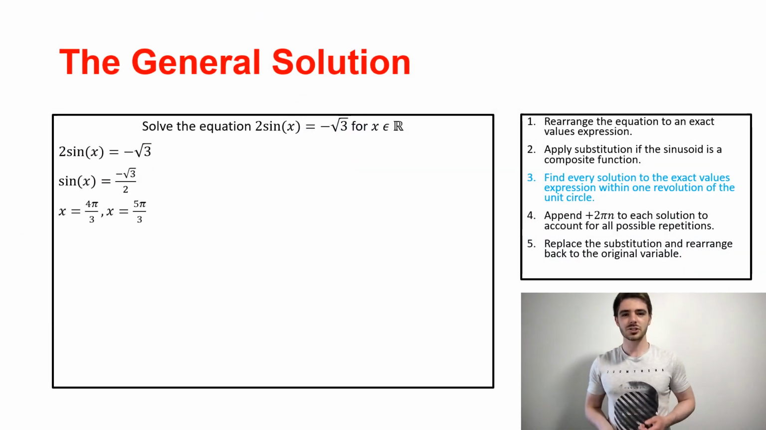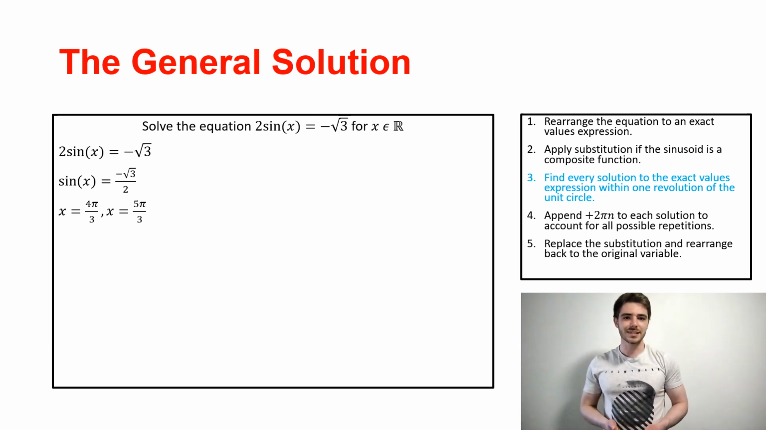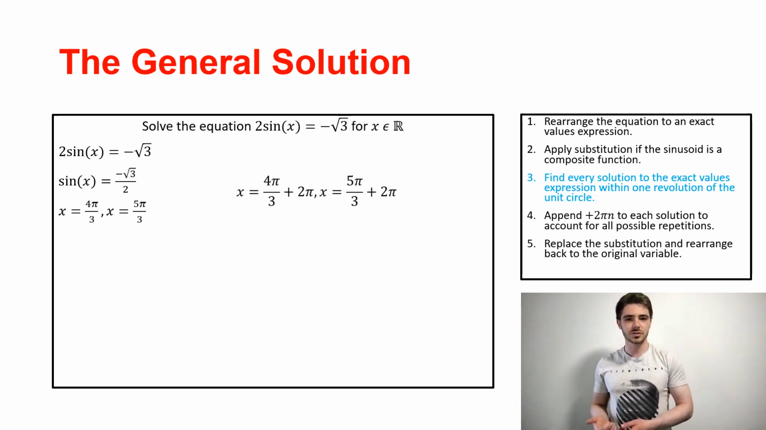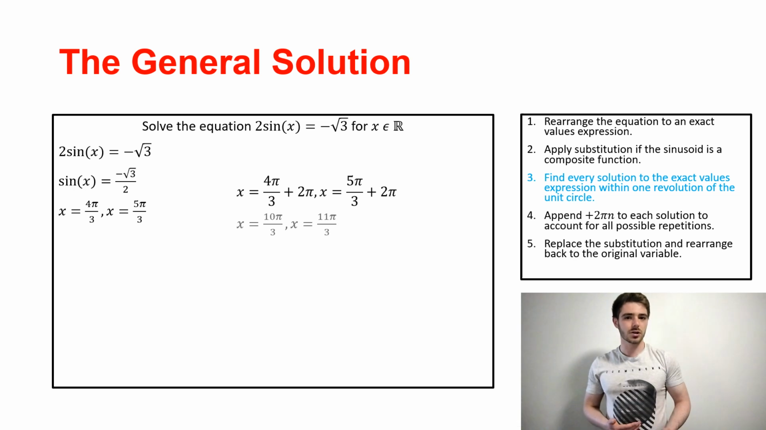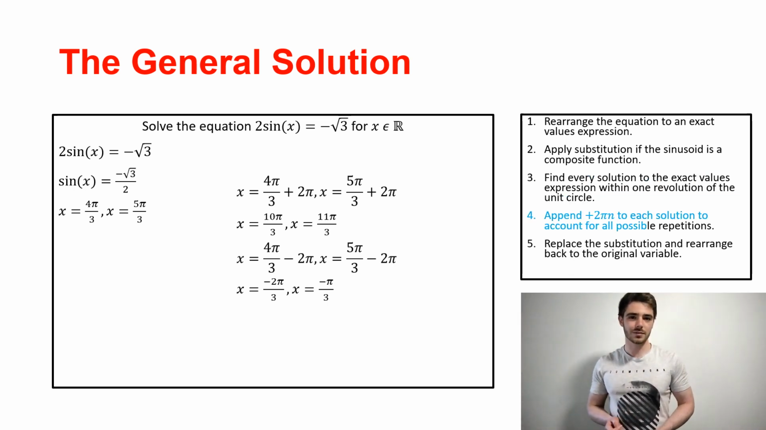Okay, well, we have our initial solutions, but circular functions will continue on forever unless we restrict the domain. If we were to go around the unit circle one more time, this would be the same thing as adding 2 pi to our previous solutions, which would give us 10 pi on 3 and 11 pi on 3. You could even go backwards around the unit circle by subtracting 2 pi from each solution, and that would give you the solutions negative pi on 3 and negative 2 pi on 3. The common factor here is this 2 pi term. This is where step 4 comes in.